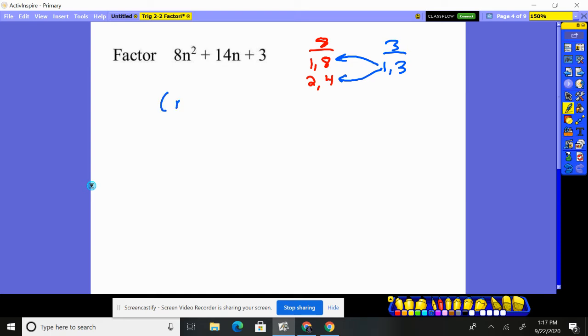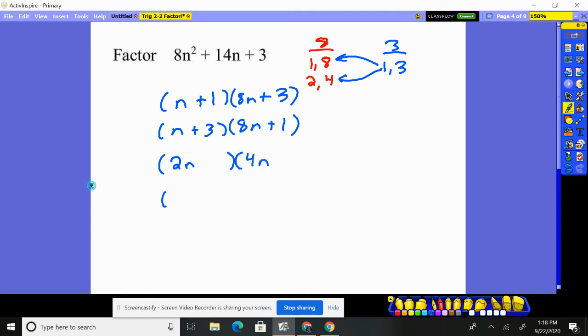So I'm going to have n and 8n. And with it, you're going to have the 1 and the 3, or flip it, 3 and the 1. And again, Mr. Hickam was kind and made everything addition for right now. The other possibility, we had 2n and 4n.